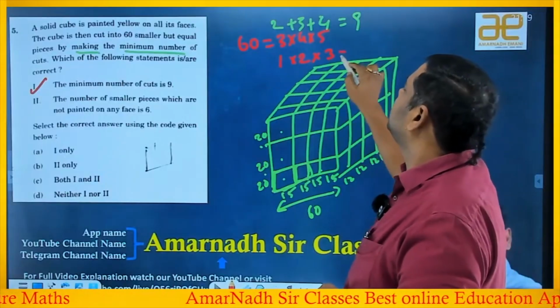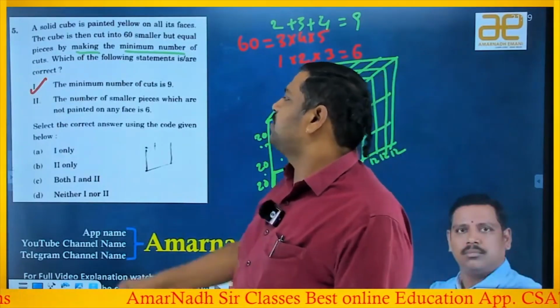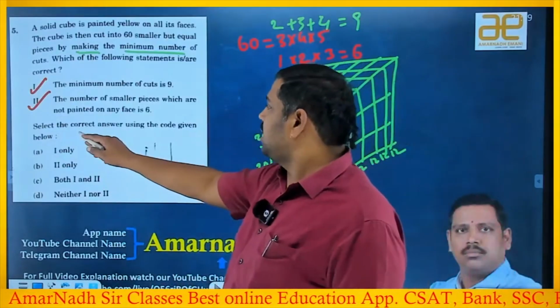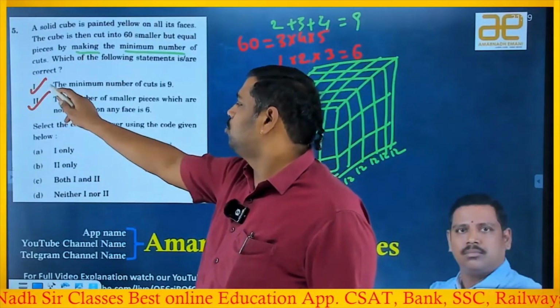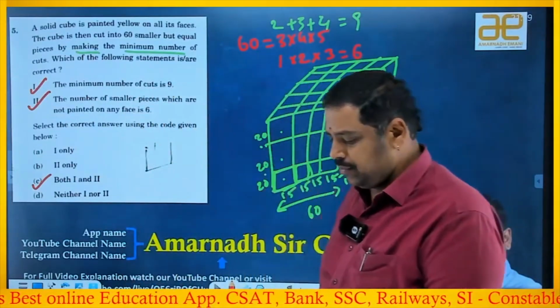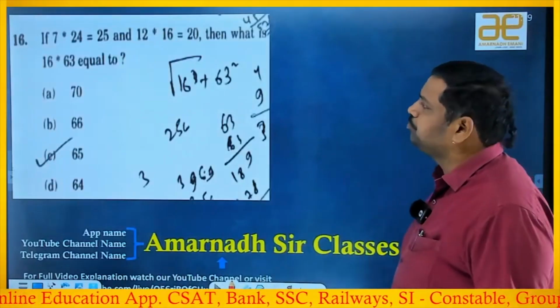So 1 into 1 into 1, that is equal to how much? 1. One piece will have no face painted. So the second one is also valid. He has asked to select the correct answer using the given code. Both are correct, right? So the answer is C. What's the answer here? C is the answer, right? So the next beautiful question.